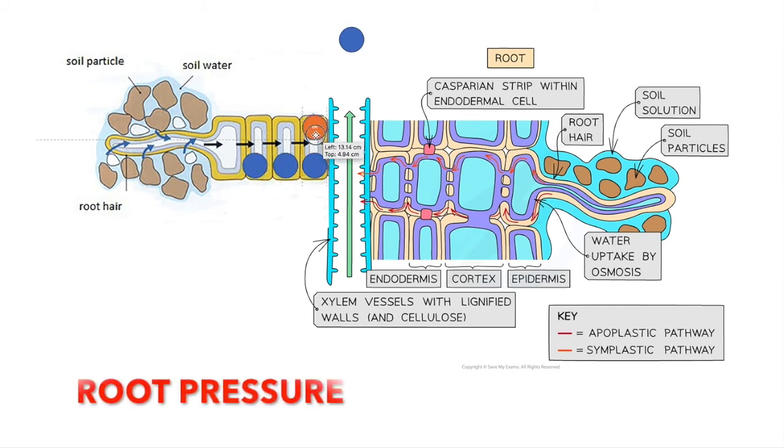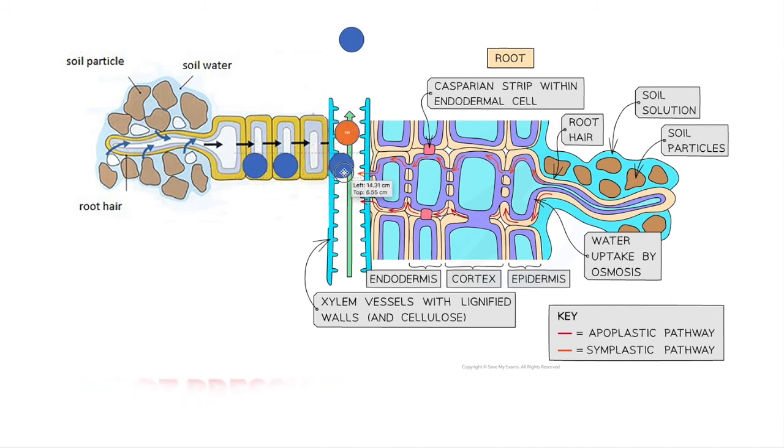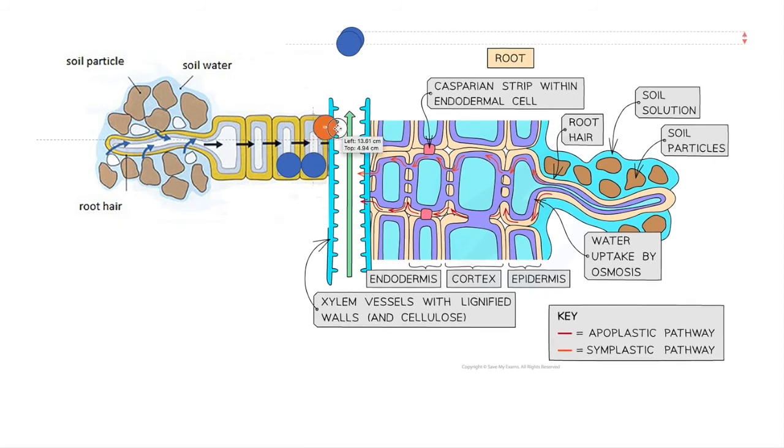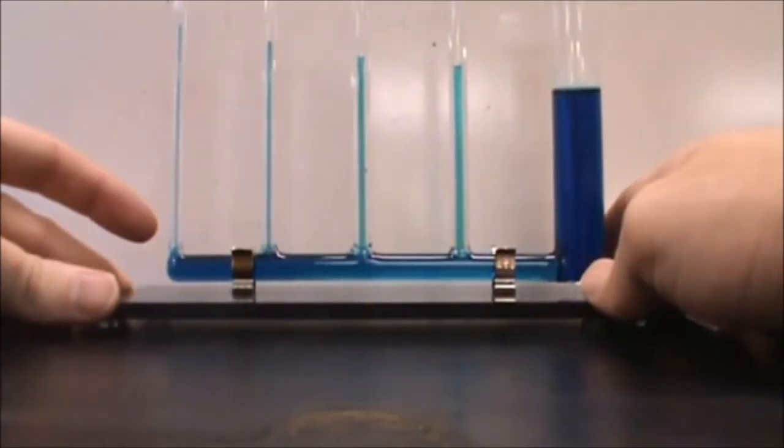Root pressure is whereby cells around the xylem pump ions into the xylem vessel. This will cause the lumen to have less water potential. Therefore, the xylem will always absorb water through osmosis and pass it upwards. This is root pressure. And next is capillary action.